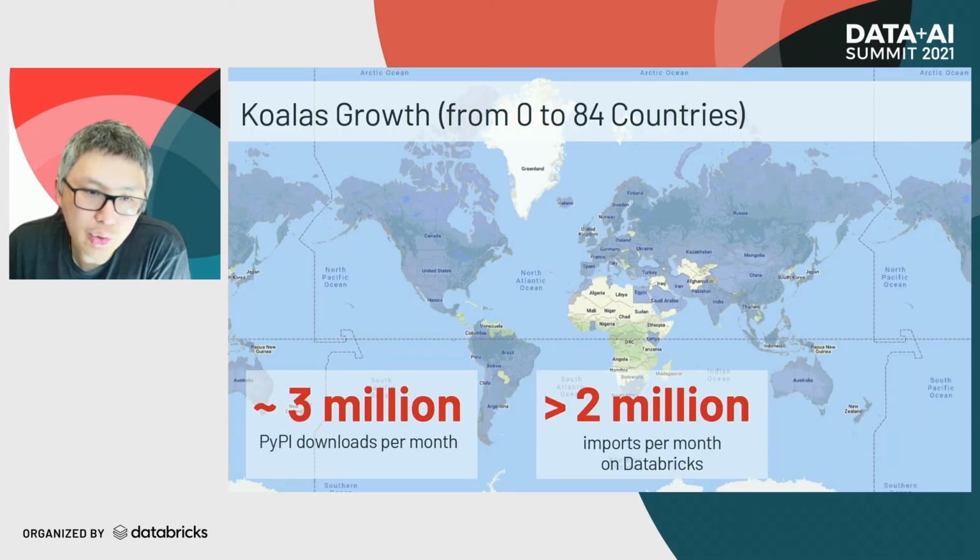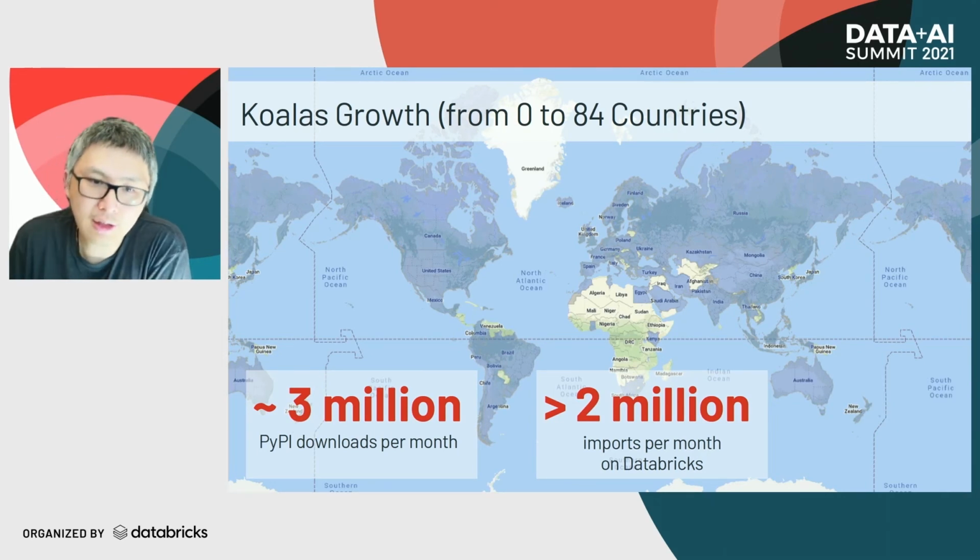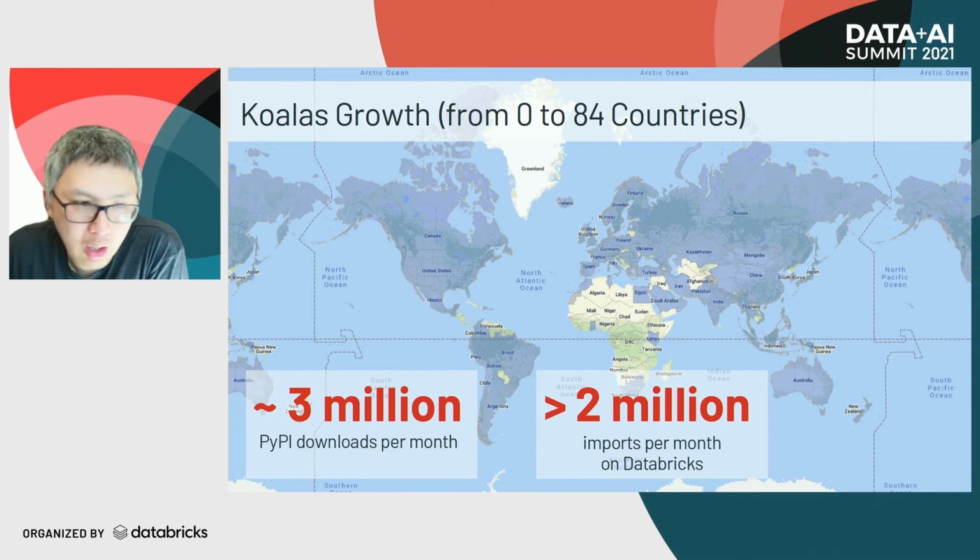In the last 2 years, the growth of Koalas was very fast. Koalas was pre-installed on Databricks. Every month, Koalas is imported more than 2 million times. In open source, based on the PyPI stats, Koalas has around 3 million downloads per month. In the last quarter, Koalas has been used by 84 different countries. It sounds like Koalas is now being used in Africa. We need to expand the user base in Africa.